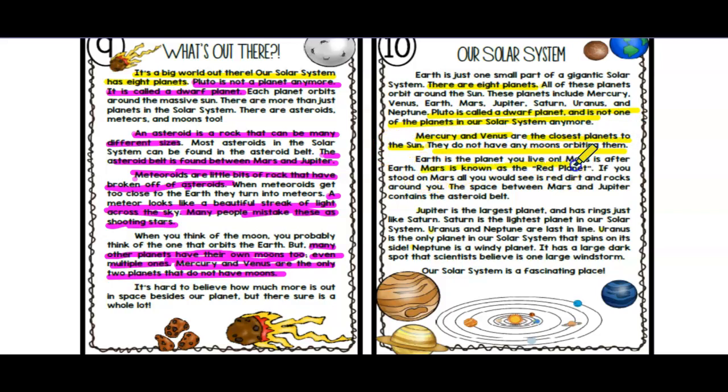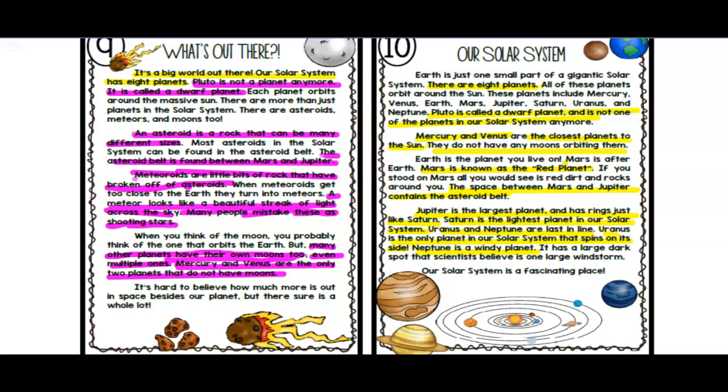We learned that Mars is known as the red planet. And the space between Mars and Jupiter contains the asteroid belt. We learned that Jupiter is the largest planet and has rings just like Saturn. We learned that Saturn is the lightest planet in our solar system, and Uranus and Neptune are the last in line. Uranus is the only planet in our solar system that spins on its side, and Neptune is a windy planet. Great job, boys and girls.